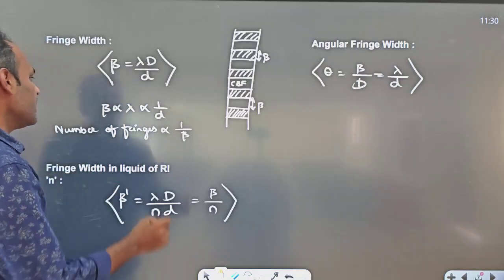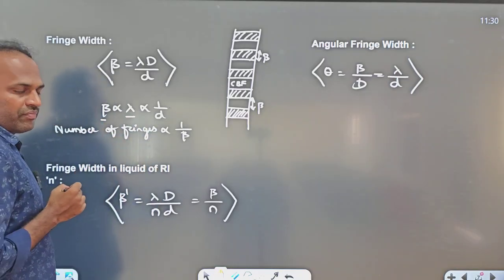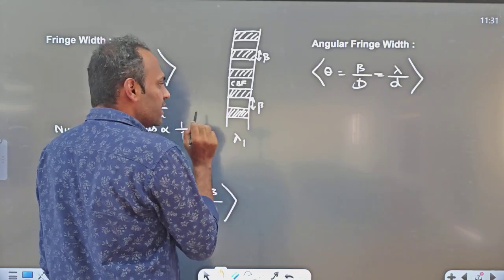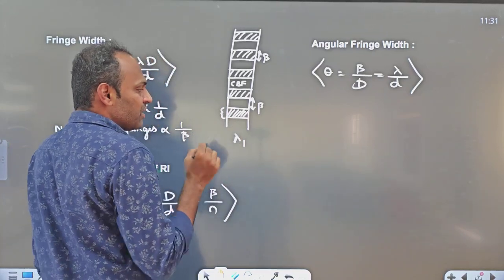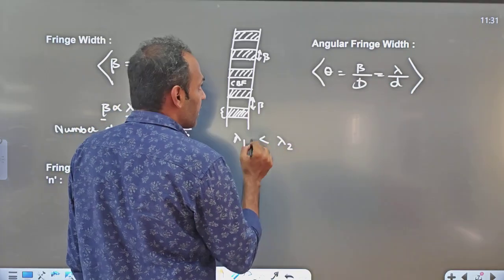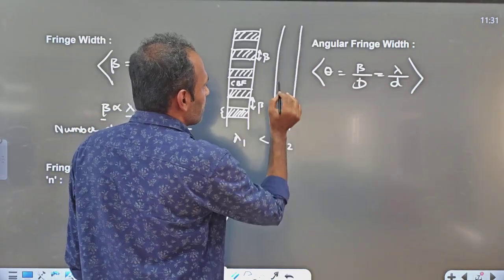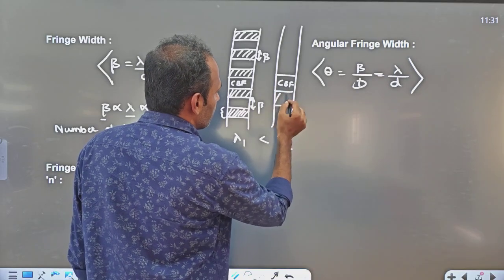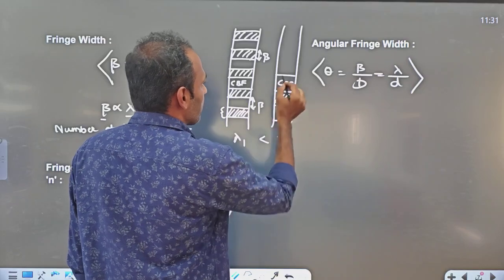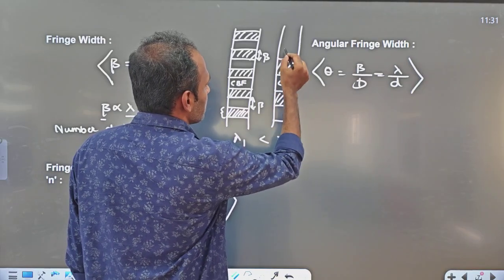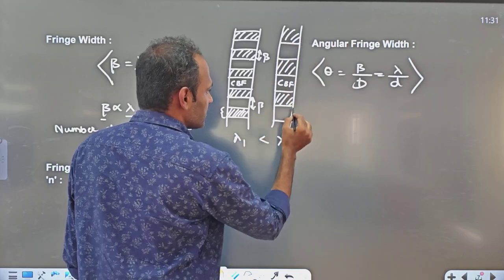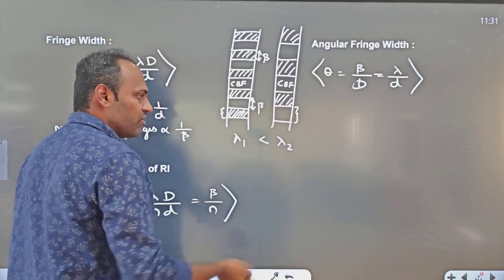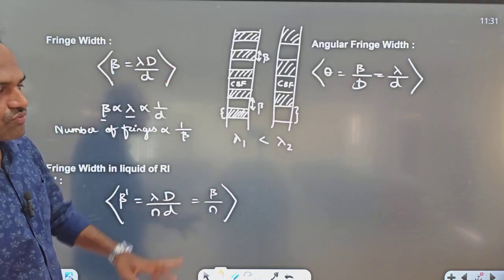Next, note that beta is directly proportional to lambda. It means if you increase the wavelength of the light, for example, if you use lambda 1 light, this much is the fringe width. If I use a wavelength which is greater than this, lambda 2, the fringes will be of this much width. The fringe width will be like this, right? So you can observe here the fringe width has increased. See, the fringe width is this much here and this much here. Why? Because here we have taken the wavelength more. More the wavelength, the width of the fringes will increase.